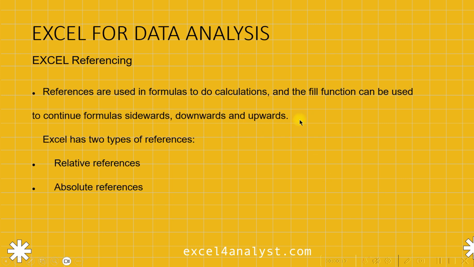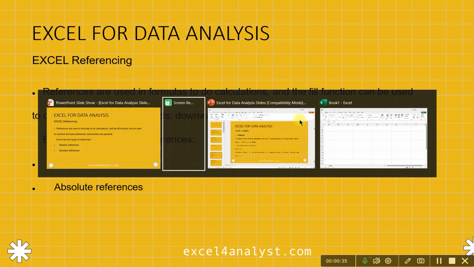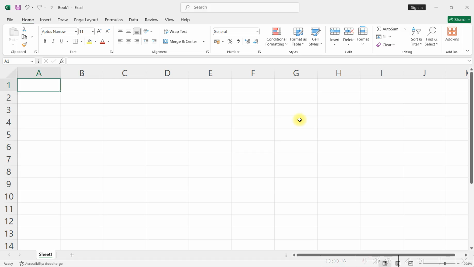So let's talk about Excel referencing. References are used in Excel to do calculations, and the fill function can be used to continue formulas sideways, downwards, and upwards. Excel has two types of reference: relative references and absolute references. So let us go to our workbook to see how this works.